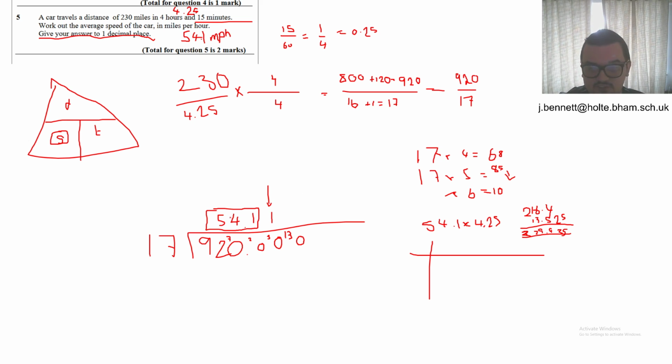So that is our answer, 54.1. Because if we did 54.2, that would go above 230, that's not what we want. So let's go to the next question.